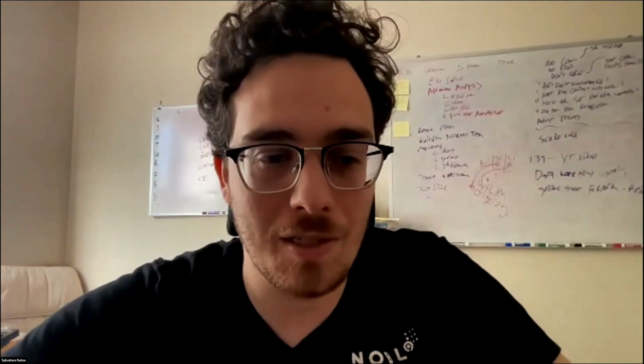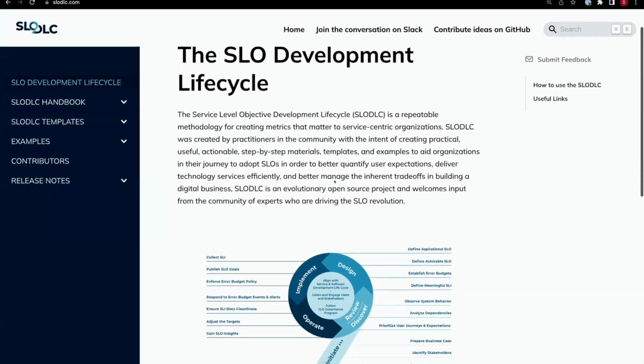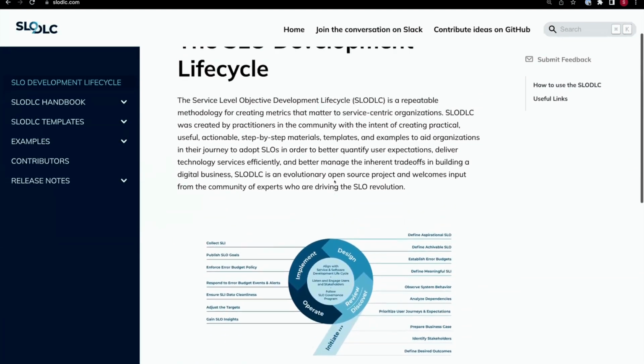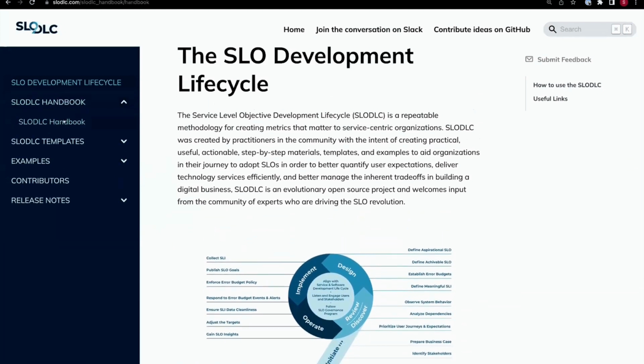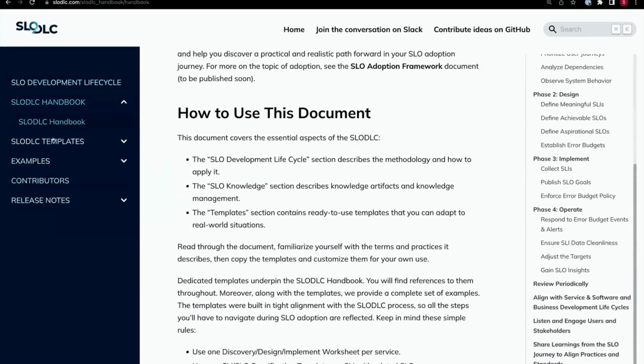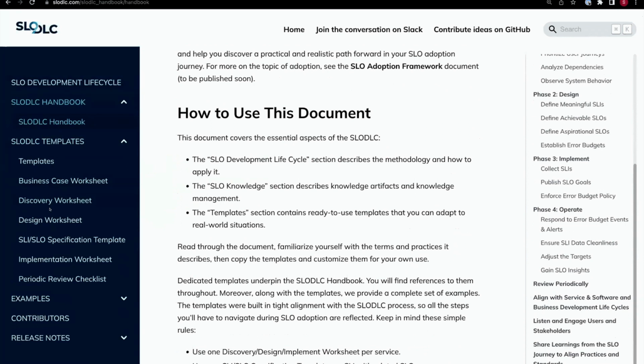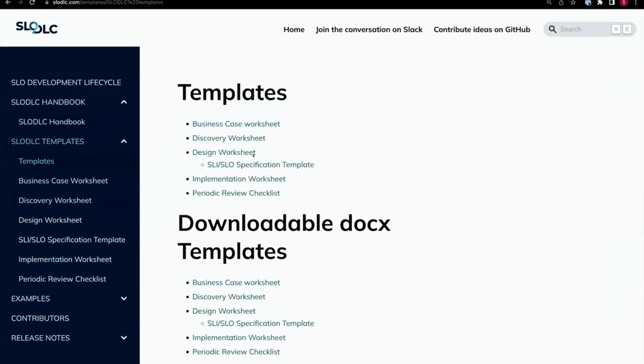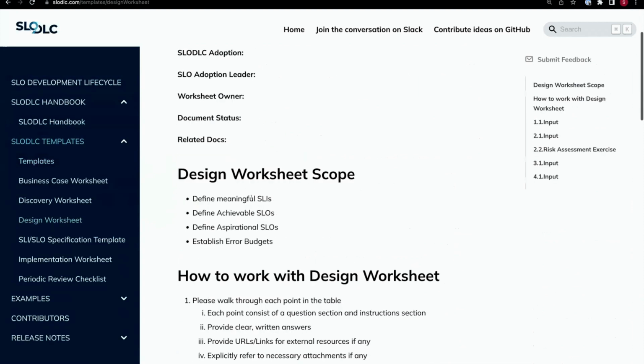What's the best recommended way to document what the SLO is measuring or trying to achieve? Something I'd recommend here is SLODLC. This is a whole community around the development of SLOs, and there's a whole handbook here with tons of instructions on how to help people along in their SLO journey. And we even provide tons of templates here that you can go off and use. I'm just going to pick the design worksheet here.